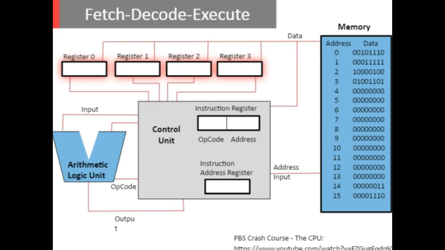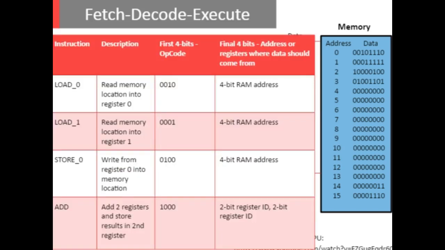Our control unit also has 2 registers, the instruction address register that keeps track of the address of the current instruction, and an instruction register which holds the current instruction being processed. The first half of an instruction is the operation code, or opcode, and the second half is the address of a location in memory. For this example, our CPU has just 4 operation codes as shown in this table.